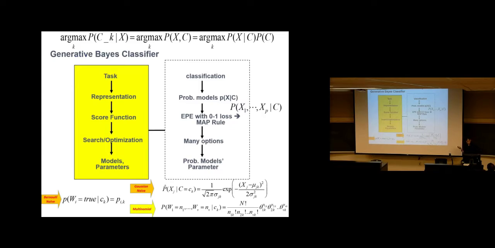All right, so this is the summary of what we are covering about generative Bayes classifiers. In summary, we're always using the MAP rule and using the joint probability P(X, C), and then decomposing it using the chain rule into P(X|C) times P(C), which is the prior. The different generative Bayes classifiers differ in how they model P(X|C).